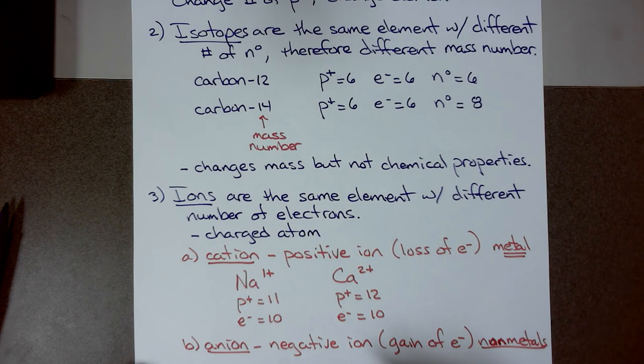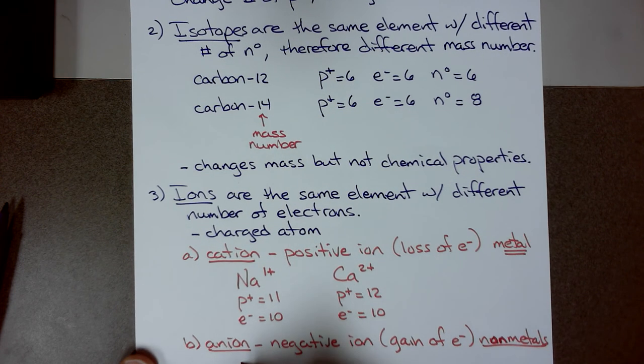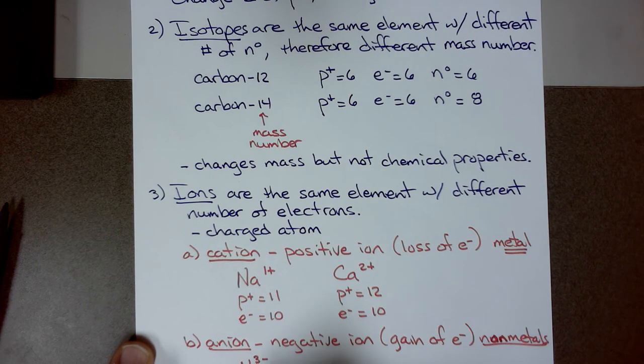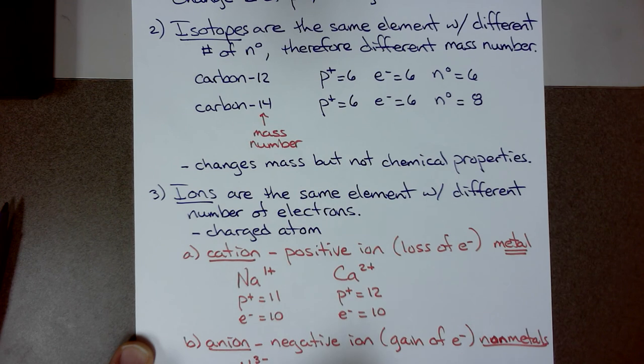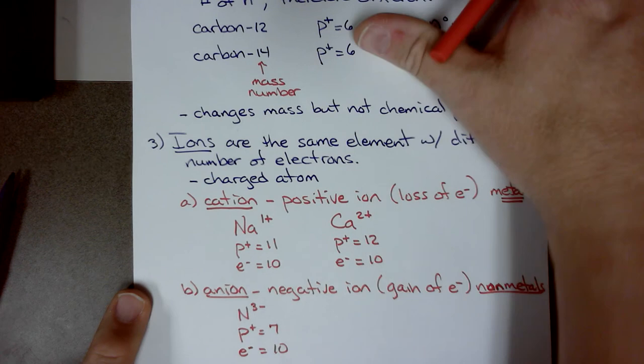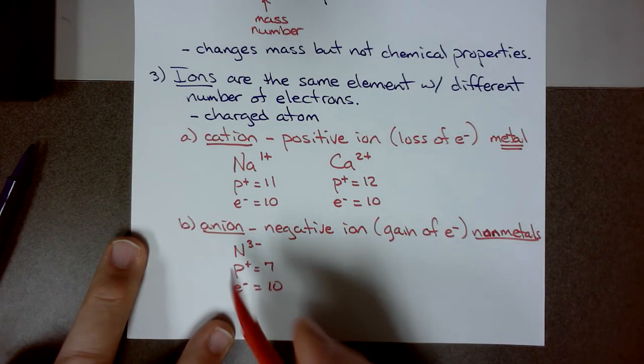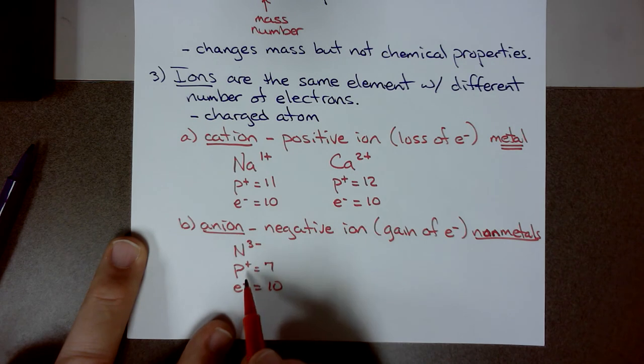Okay, and so for example, if I have N3 minus, this is where we have 7 protons, but now we have 10 electrons. So I have extra electrons. So now we have nitrogen 3 minus, which means we have 7 protons because nitrogen is number 7, but we have 10 electrons.